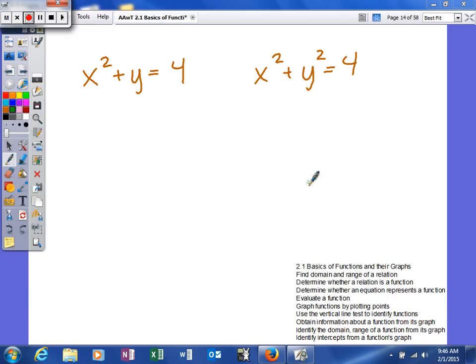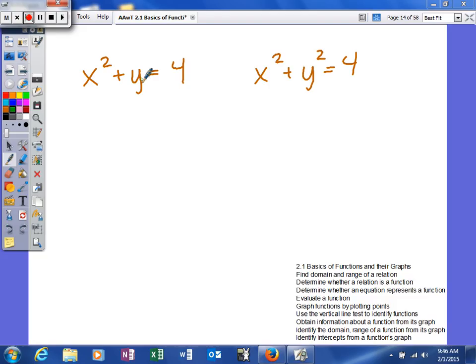Next what we're going to do is look at determining whether an equation represents a function. So in our first equation we have x squared plus y is equal to 4, and the other one's x squared plus y squared is equal to 4. We're going to use the same concept where if you plug in one x, it can only be paired with one y.